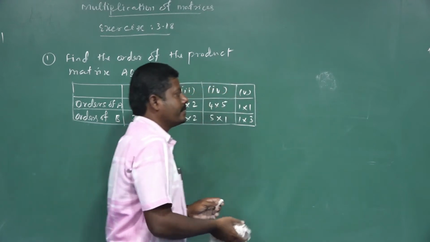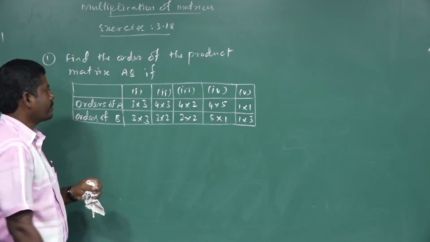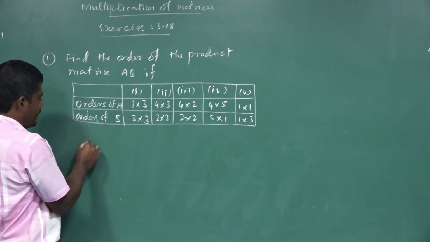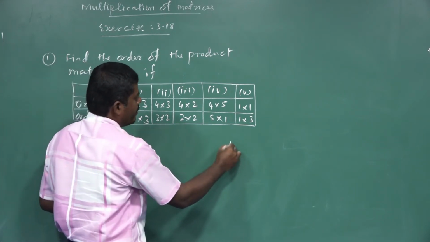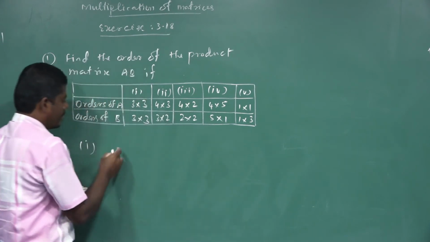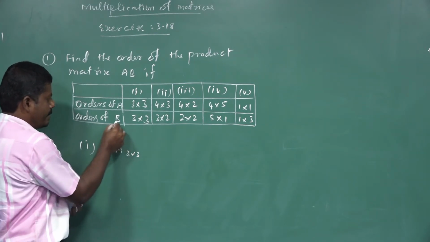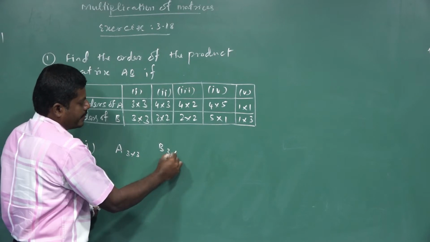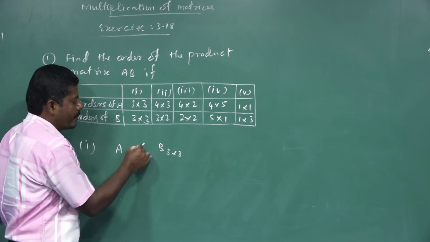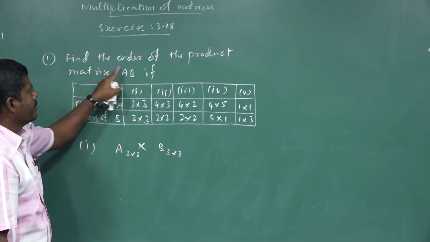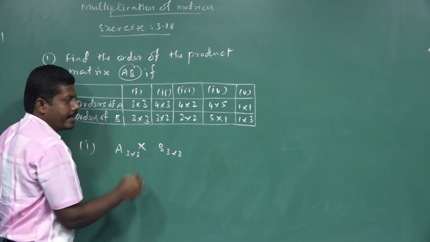So using this concept, we are going to answer this first question. Take the first one. Order of A is 3 by 3. Next, the order of B is 3 by 3. We are going to multiply AB. Product matrix AB, so we are going to multiply A matrix and B matrix.